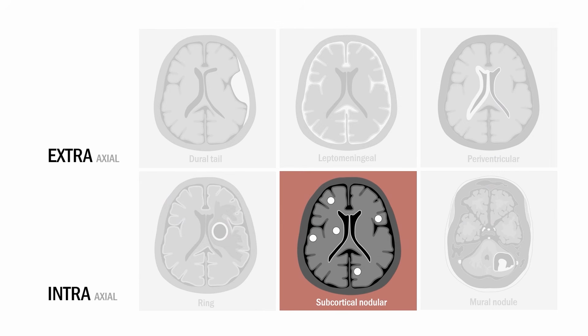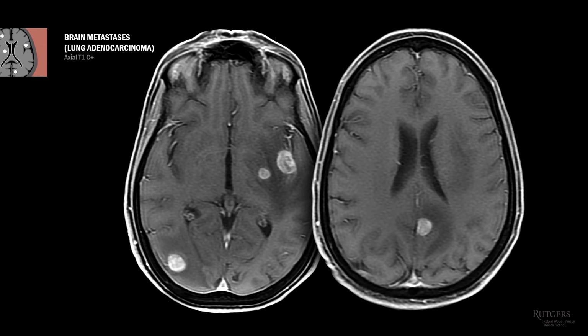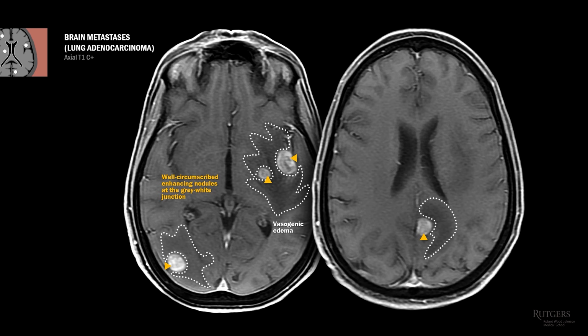Since we're talking about metastasis, we might as well jump ahead and look at some examples of subcortical nodular enhancement. You've seen this patient's T2 imaging before when we discussed vasogenic edema. Call out the lesions. Multiple well-circumscribed enhancing mass lesions at the gray-white junction, surrounded by vasogenic edema, which appears dark on T1. With the appropriate history, this scan is the definition of metastatic disease.